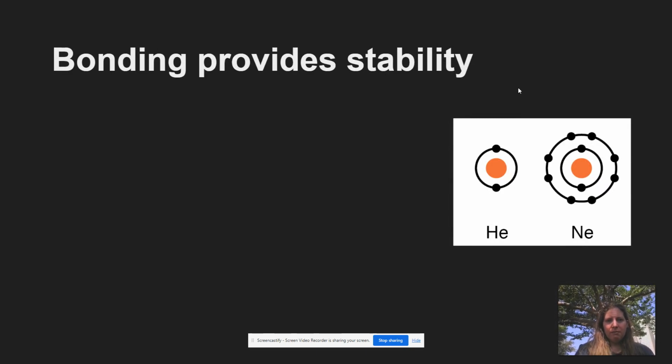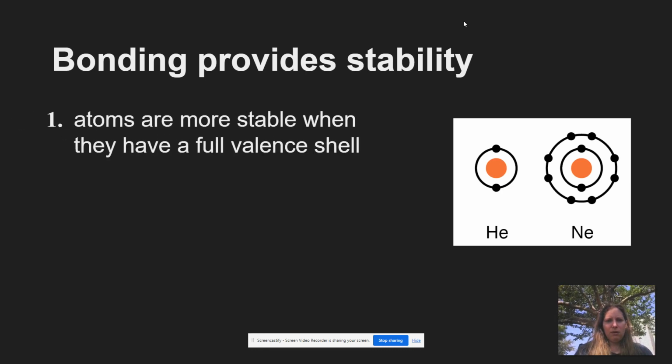First of all, the reason atoms bond in the first place is to become more stable. And what that means is that they're going to be more stable when they have a full valence shell, when that outer level of electrons around the atom is full. You might have heard of the octet rule before. Octet stands for 8. In most cases, a valence shell is full when it has 8 electrons. One important exception is that the first energy level is full when it has 2 electrons. So helium, for example, would be stable with only 2.